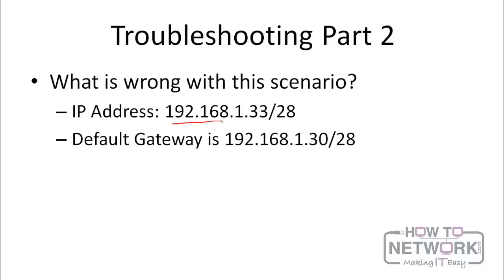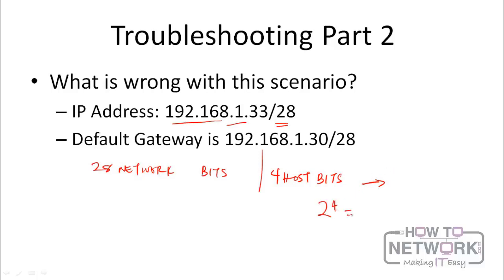First thing we need to look at is the IP address here. What is the network for this IP address? The way we can find that out is from the subnet mask. The subnet mask is a /28, and that means that you have 28 network bits and 4 host bits. And because we have 4 host bits, in the last octet we would have 2 raised to the power 4, which is 16. And this means that you have your networks in increments of 16 in the last octet.